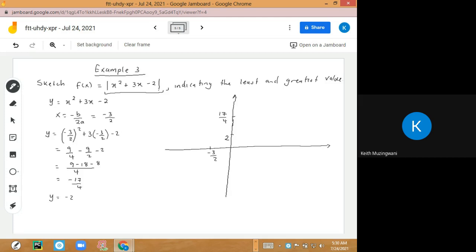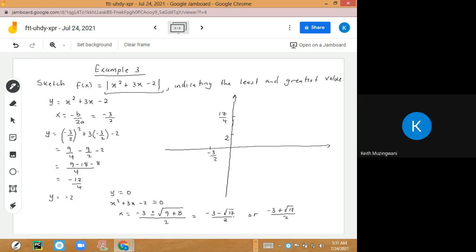And then we now solve for the x-intercept, where we just equate y is equal to 0, meaning x squared plus 3x minus 2 is equal to 0. Now it looks like only the formula here can help us. That is -3 plus or minus root of 9 plus 8 over 2, giving us -3 minus root 17 over 2, or -3 plus root 17 over 2.